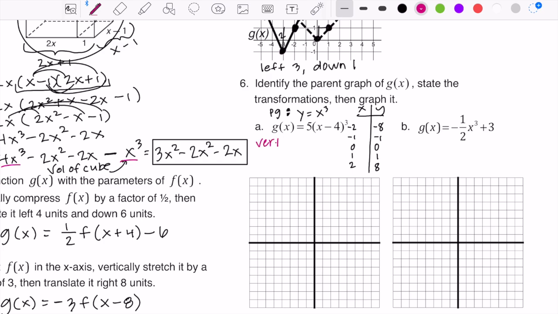So vert stretch, make sure you put vert stretch by 5. Don't just write vert stretch, be specific on your exam. So that's going to be multiplying all of these by 5.